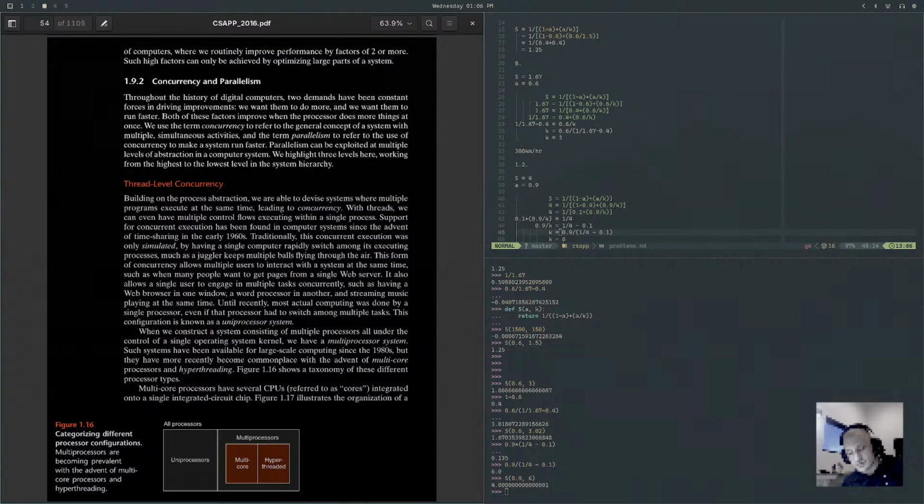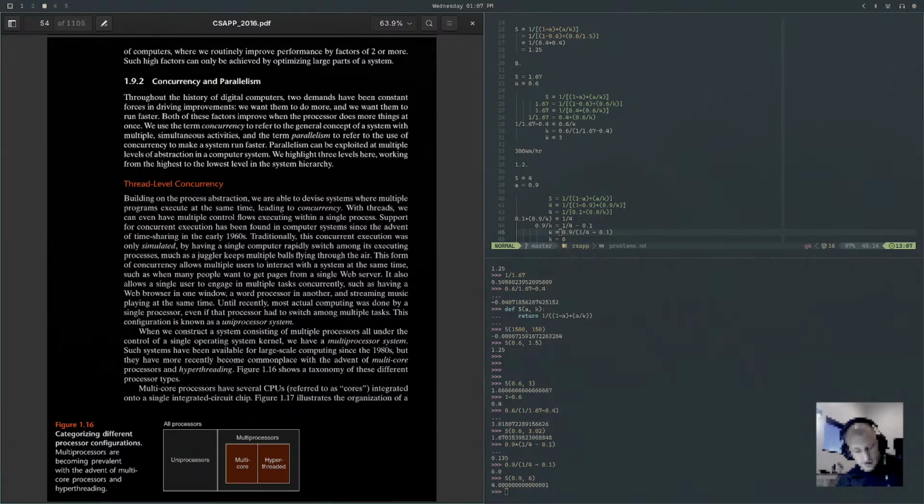When we construct a system consisting of multiple processors all under the control of a single operating system kernel, we have a multiprocessor system. Such systems have been available for large-scale computing since the 1980s, but they have more recently become commonplace with the advent of multi-core processors and hyperthreading. Figure 1.16 shows the taxonomy of these different processor types. Multi-core processors have several CPUs, referred to as cores, integrated into a single integrated circuit chip. Figure 1.17 illustrates the organization.